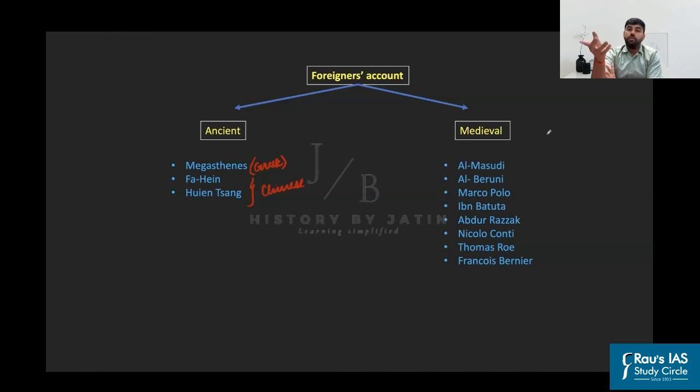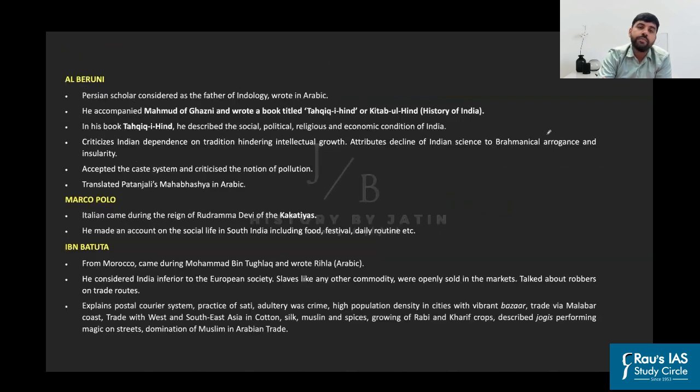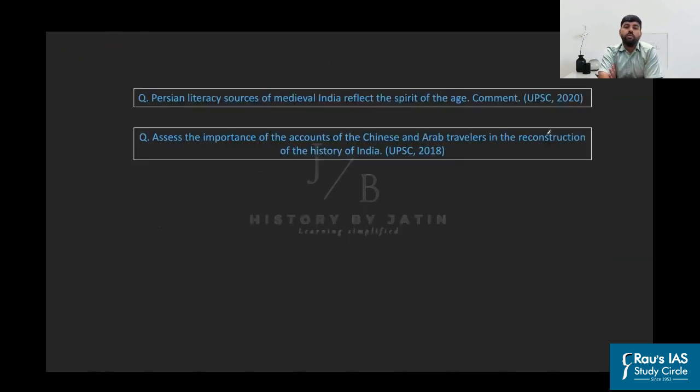So this is the reason why UPSC has already asked a question. I'm just jumping to that question, then we will come to the content. Look at these two questions asked by UPSC, 2018 and 2020. Assess the importance of the accounts of the Chinese and the Arab travelers. Now for Chinese, just write two: Fayan and Husang. For Arab travelers, write two or three: Al-Baruni, Masudi, Ibn Battuta and others. That's it.